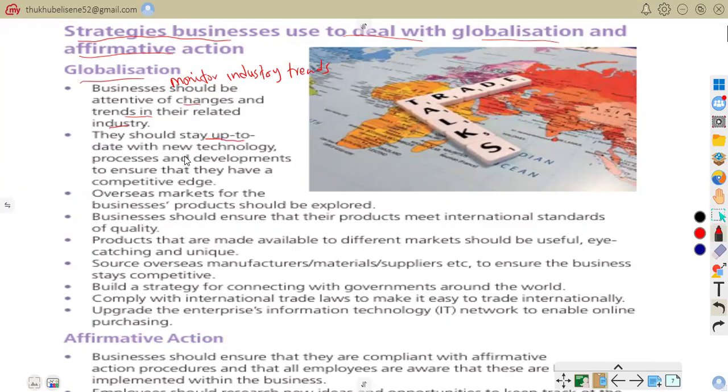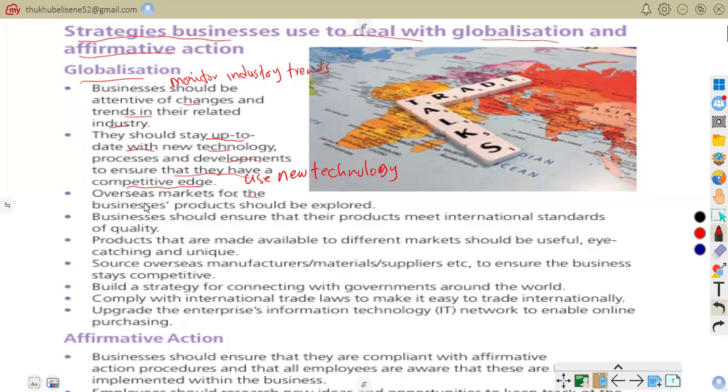They should stay up to date with new technology processes and developments to ensure that they have competitive advantage. So business should stay updated with new technology. I mean to say, use new technology so that you can have what? Competitive advantage. Stay competitive with innovation. For example, using modern production machines. That will give the business what? A competitive advantage.